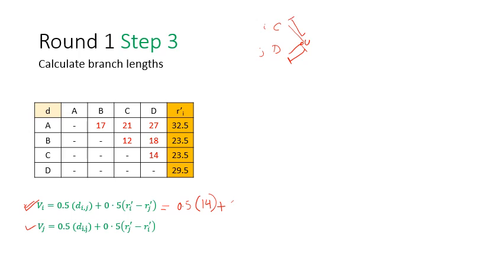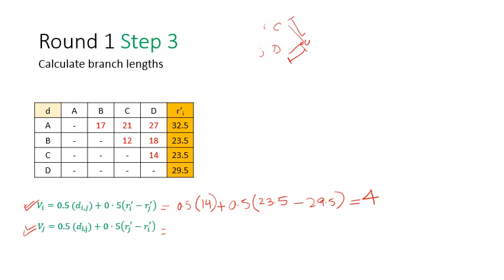plus 0.5 times r prime I value. r prime of C is 23.5 minus r prime J, J here is D, so r prime D is 29.5, which will be 4. Similarly, to compute the distance between D to U, we'll use this formula.